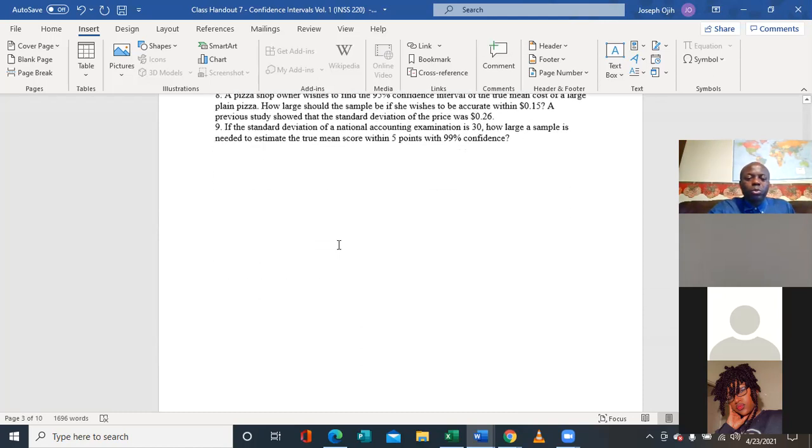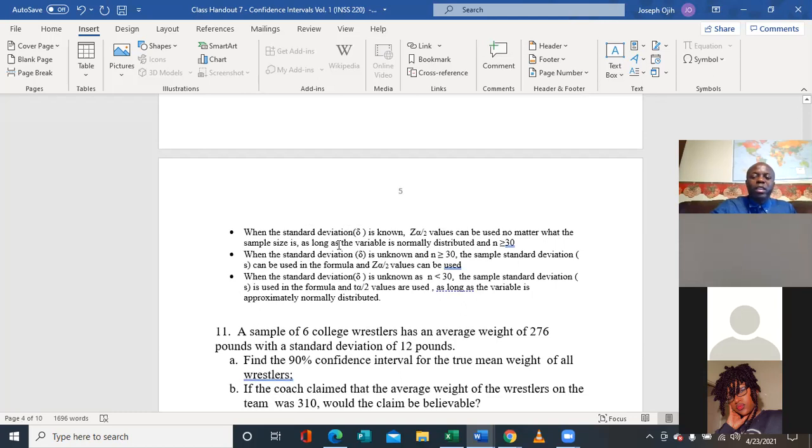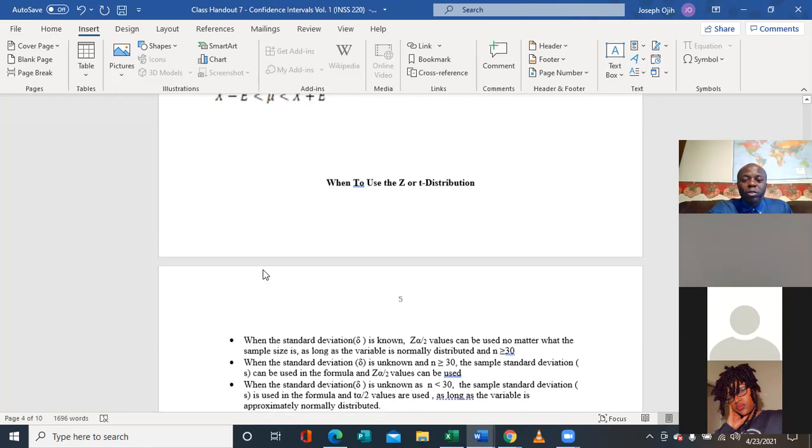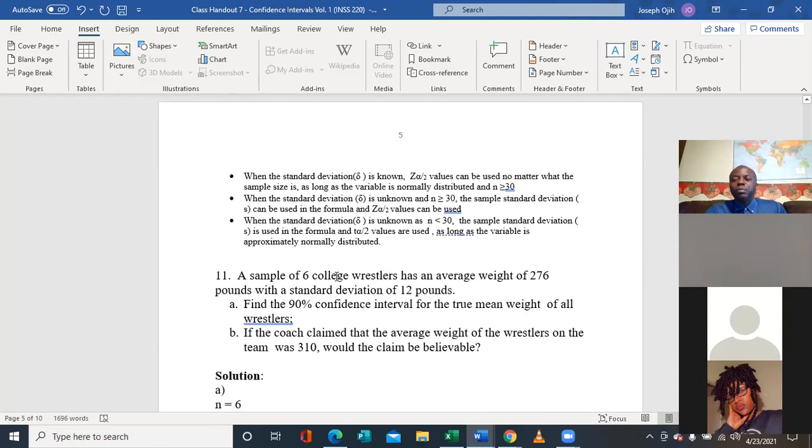Now, in that case, remember, even though I give you the sample size, you still have to find the sample mean. Now, let me show you some conditions that we use to determine whether you are going to use this second method or the third method.